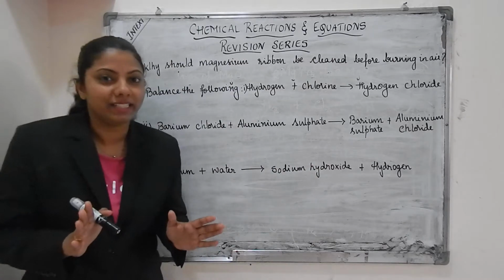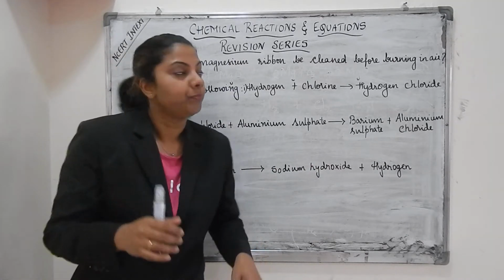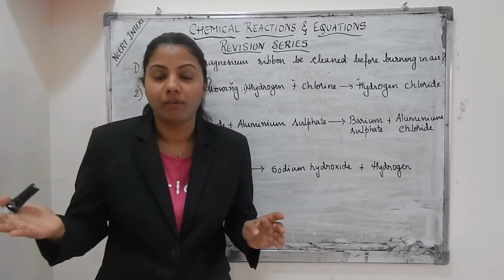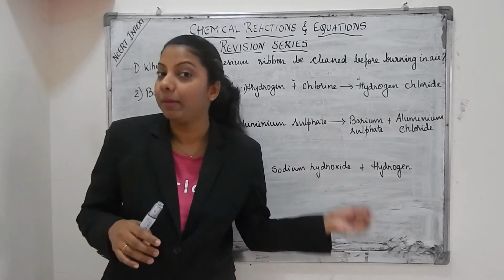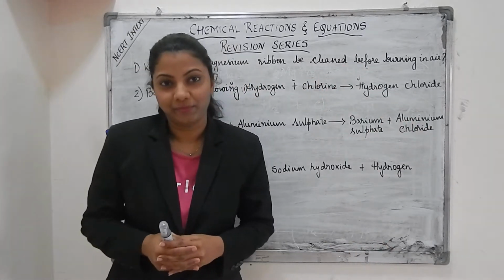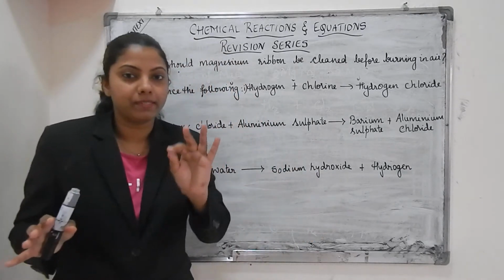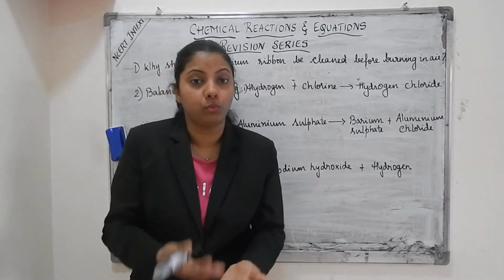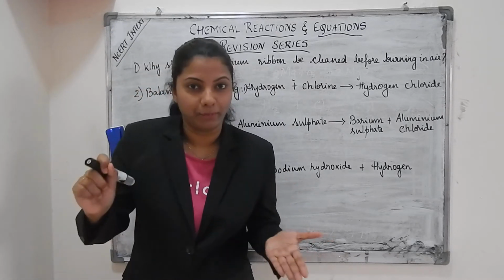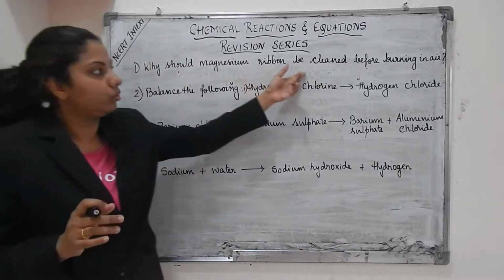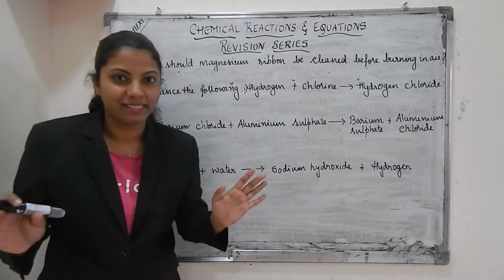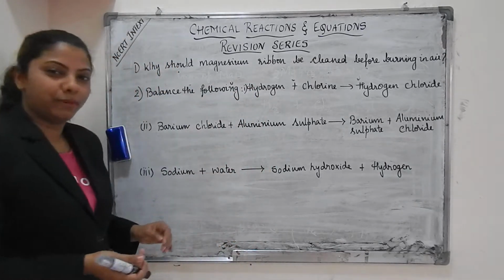Alright, so how to present the answer? You can write it this way: Magnesium ribbon, when exposed to air, develops a coating of magnesium oxide, which is a stable compound. Therefore, it should be cleaned before burning in air. Sometimes there may be a term, it should be rubbed with sandpaper. That means that's how we are going to clean it, using sandpaper. So this is how you should present this answer. Very simple.